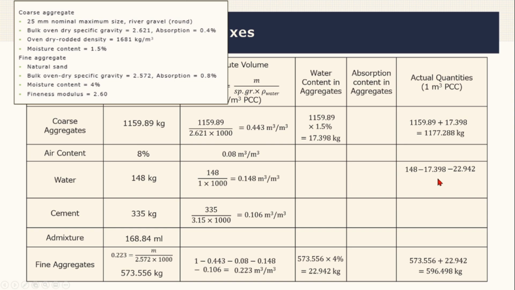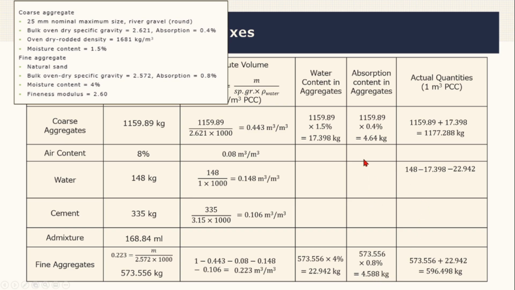Take note that the aggregates can absorb water for the percentages given in the problem. Thus, this must also be considered by adding the absorption content to the water. Calculating for the absorption content of coarse aggregate, we have 1,159.89 times the absorption of 0.4%, we have 4.64 kilogram. While for fine aggregates, 573.556 times the absorption of 0.8, and that is equal to 4.588 kilogram.